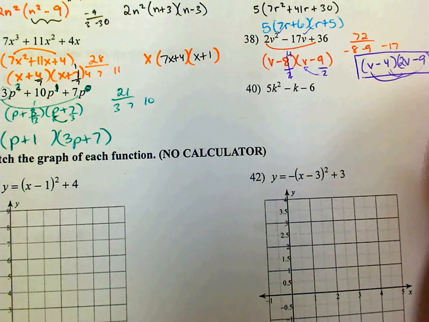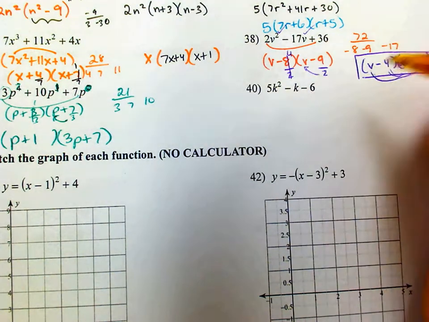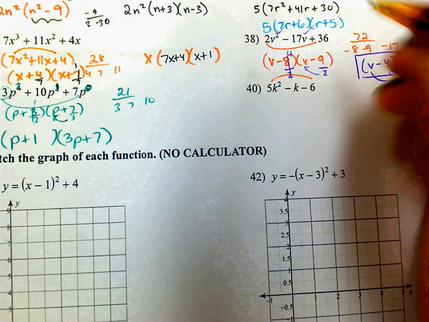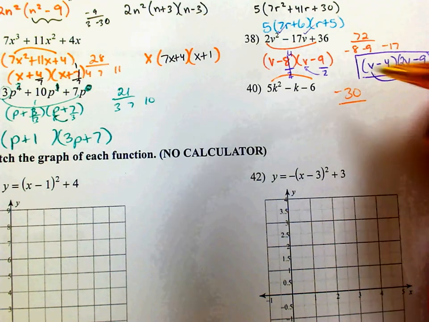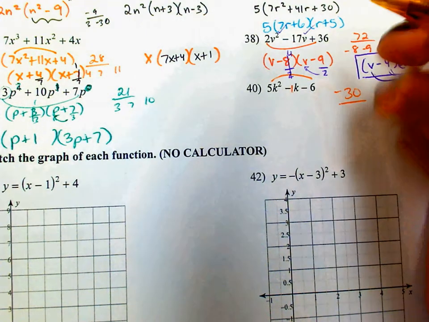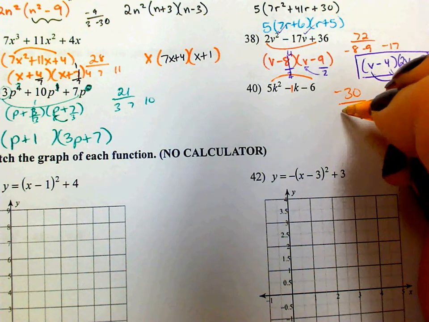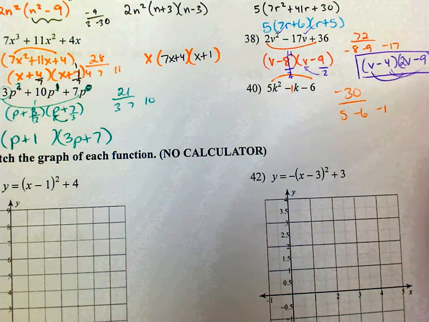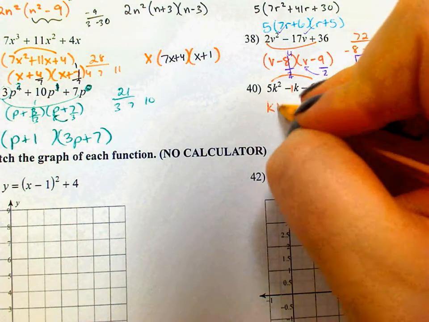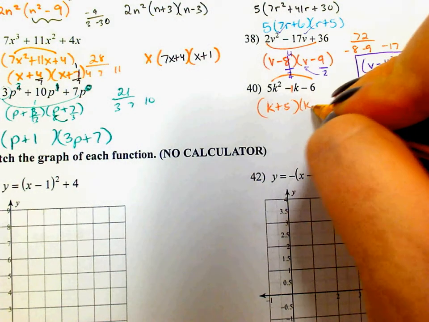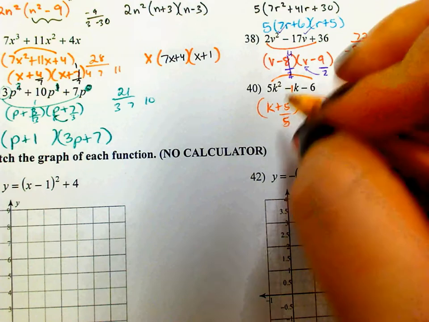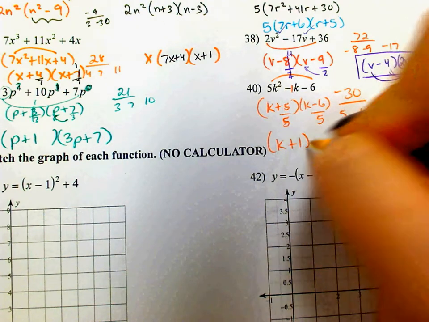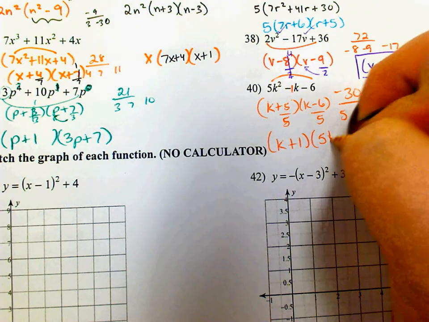Okay, so 5 times negative 6 is negative 30. I need the factors of negative 30 that add up to negative 1. There are 5 and negative 6. So think of it as k plus 5, k minus 6. I need to divide by 5, which is what I multiplied by. So final answer, k plus 1 and 5k minus 6. Bottoms up.